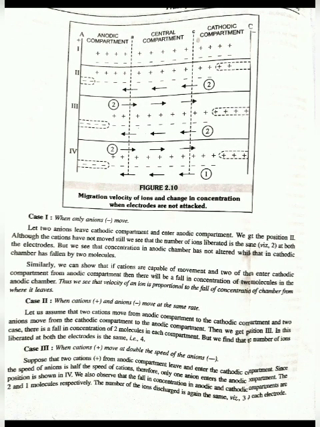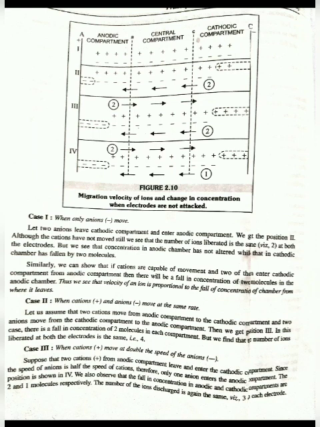Case 1. When only anions (negative) move. Let two anions leave the cathodic compartment and enter the anodic compartment. We get position second. Although the cations have not moved, we still see that the number of ions liberated is the same at both the electrodes, but the concentration in the anodic chamber has not altered while that in the cathodic chamber has fallen by 2 molecules. Similarly, we can show that if cations are capable of movement and 2 of them enter the cathodic compartment from the anodic compartment, then there will be a fall in concentration of 2 molecules in the anodic chamber. Thus, we see that the velocity of an ion is proportional to the fall of concentration of the chamber from where it leaves.